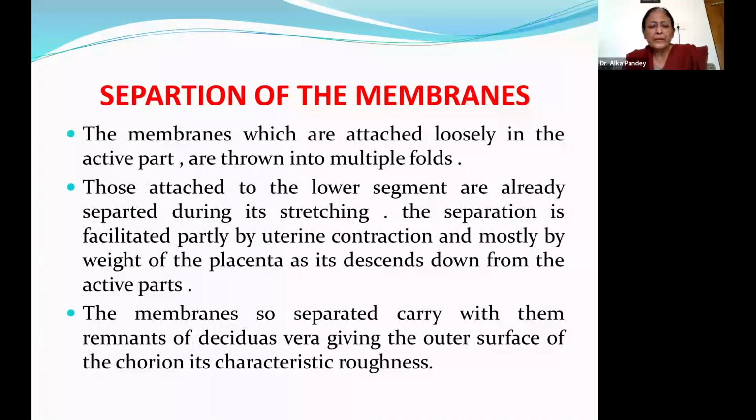Now, separation of the membranes. The membranes which are attached loosely in the active part are thrown into multiple folds. Those attached to the lower segment are already separated during its stretching. The separation is facilitated partly by uterine contraction and mostly by the weight of the placenta as it descends down from the active part. The membranes so separated carry with them remnants of decidua vera, giving the outer surface of the chorion its characteristic roughness. Next.